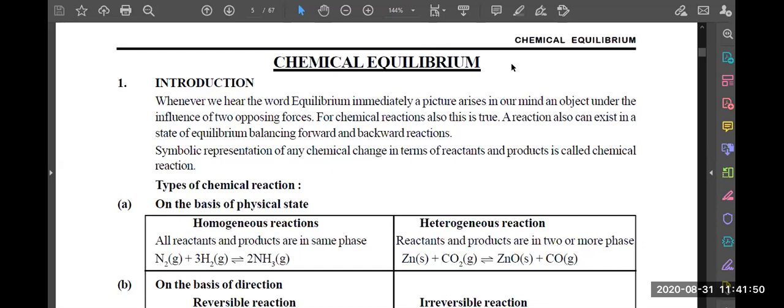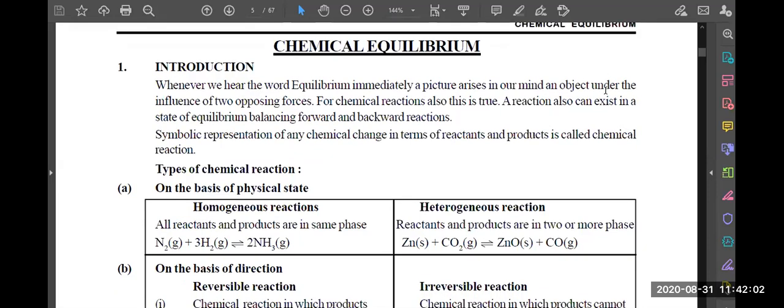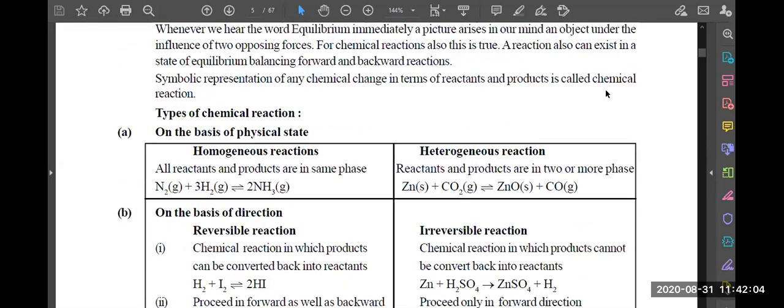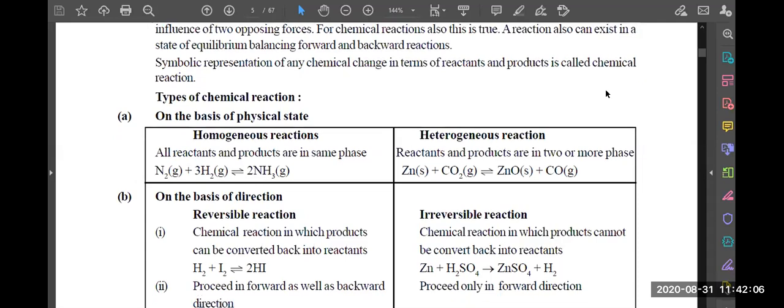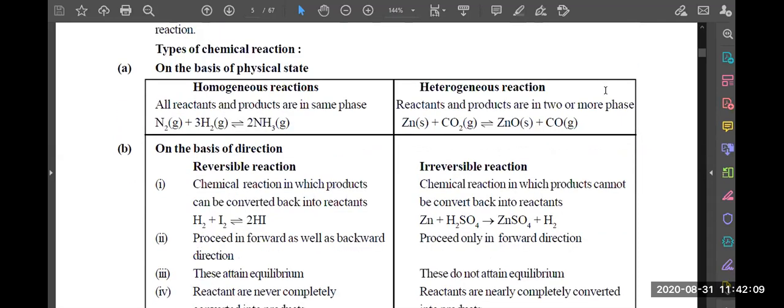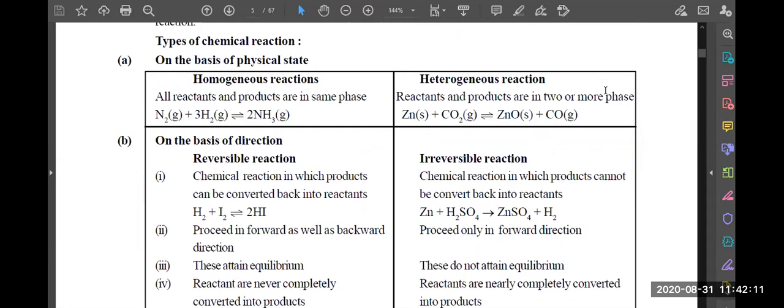Before starting the chemical equilibrium, we should know the different types of chemical reactions. There are many types of chemical reactions depending on other factors. So we have a list of chemical reactions. The first is on the basis of state. The meaning of state is phase.